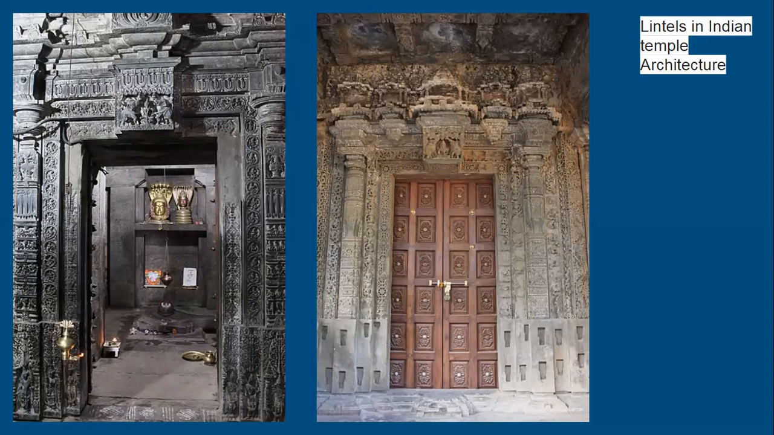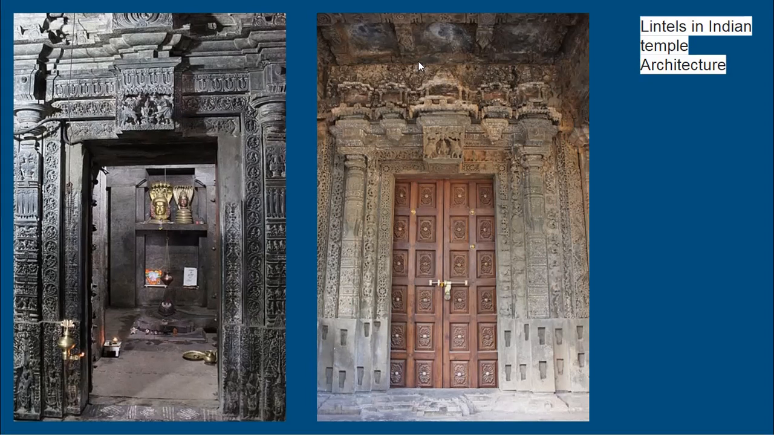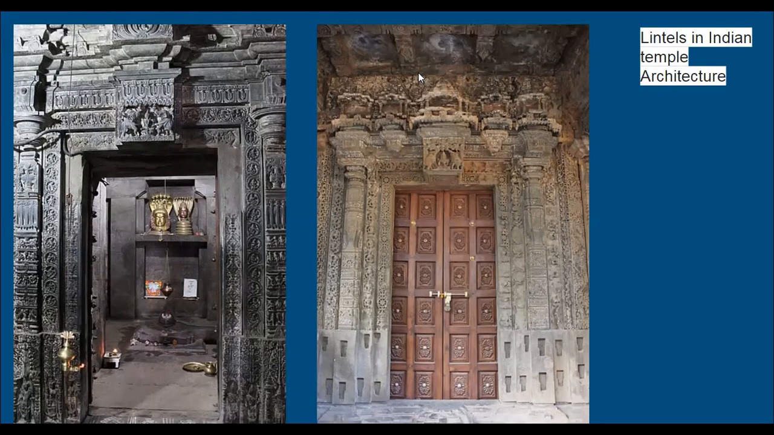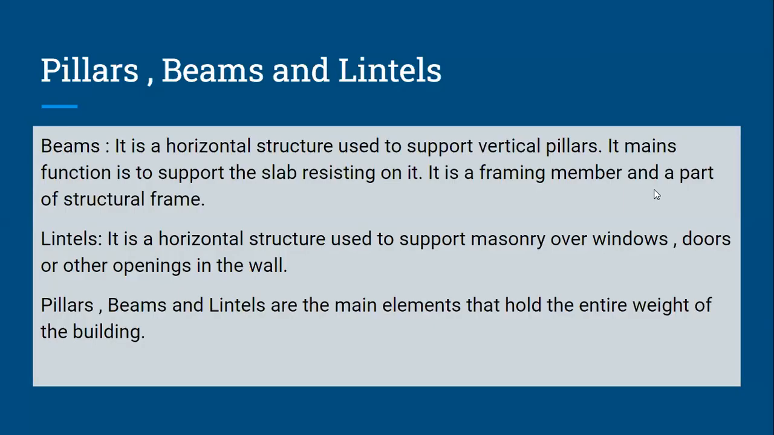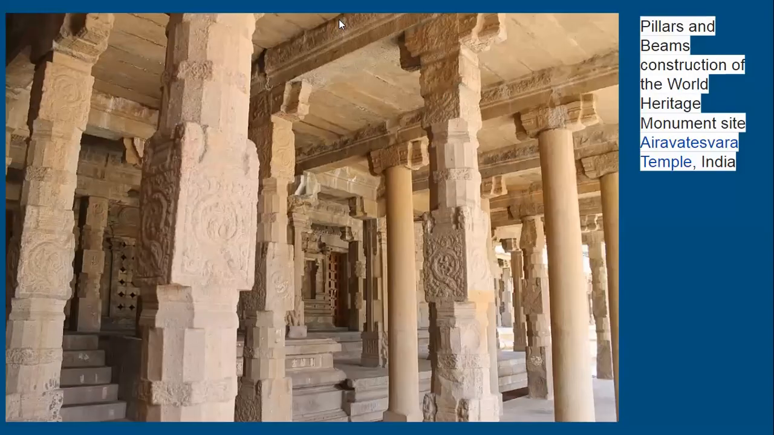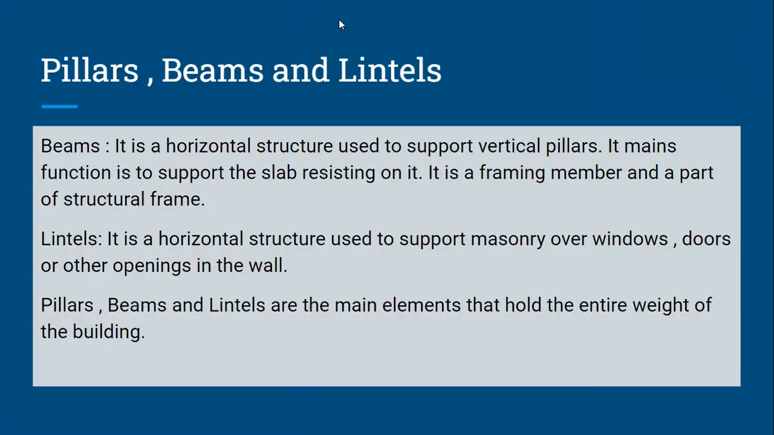And when I talk about beams, beams are the massive structure which actually hold the entire weight of the slab, okay? So that is the difference between the beam and lintel, fine? So beam, as I mentioned, is first of all a horizontal structure which is used to support the pillars, which we have seen in the Airaviteshwar temple. That is, there are vertical pillars, and upar beam is there. So that is the first thing, and the main function of the beam is to support the slab. So जो slab होता है ऊपर का, which rests on the beam, उसका main function है beam का to hold that slab. And beam is called a framing member, and it is a part of the structural frame of any building.